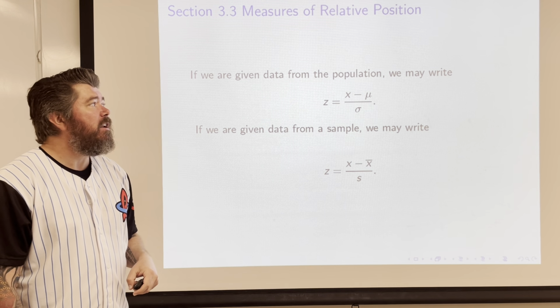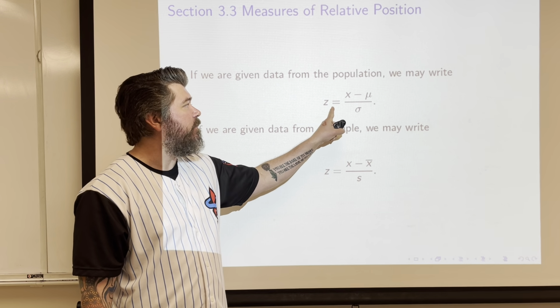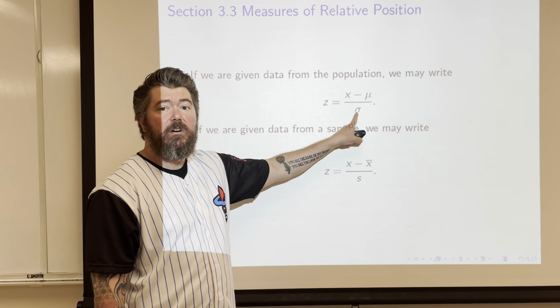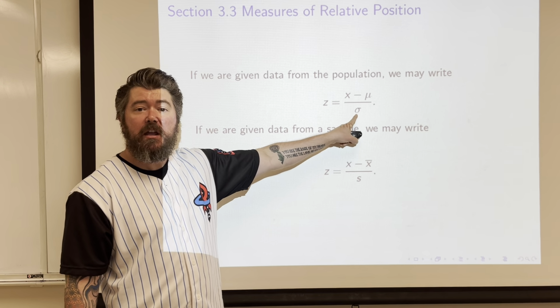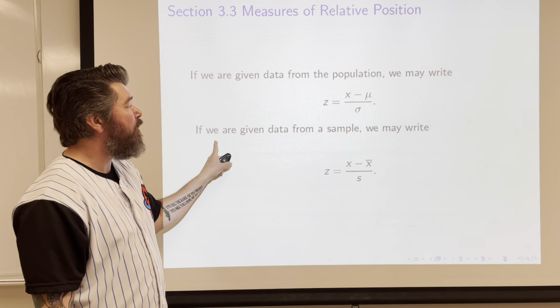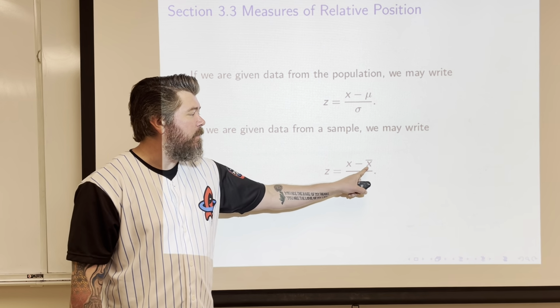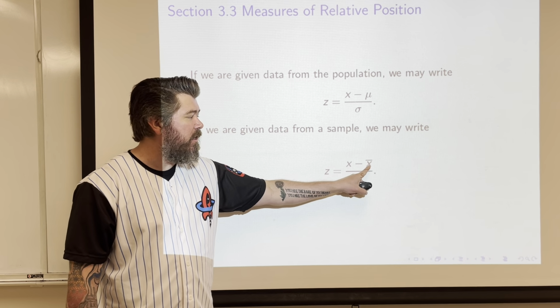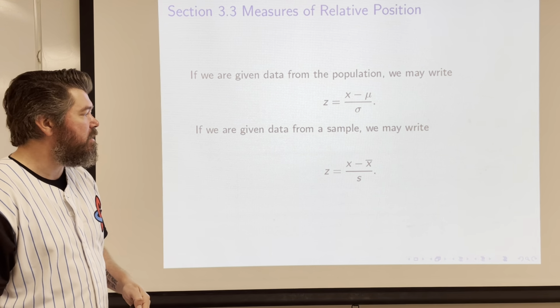If we are given data from the population, we may write the standard score as follows: x minus mu over sigma. Remember that the mean is mu and our standard deviation is sigma. However, if we were given data from a sample, we may write x minus x bar over s. Remember that for a sample, our mean is x bar and our standard deviation is s.